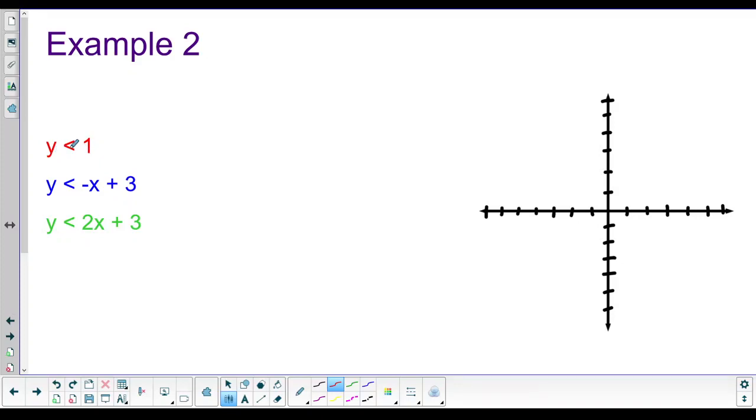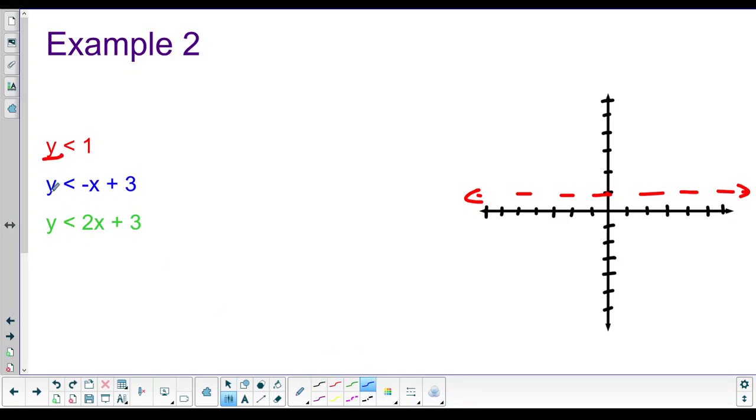So y is less than, excuse me, less than 1. So let's see. This has to go through the y-axis. It's going to be a horizontal line at 1. So here's 1. There's no line under that, so it's going to be dashed. All right, there's our first line.